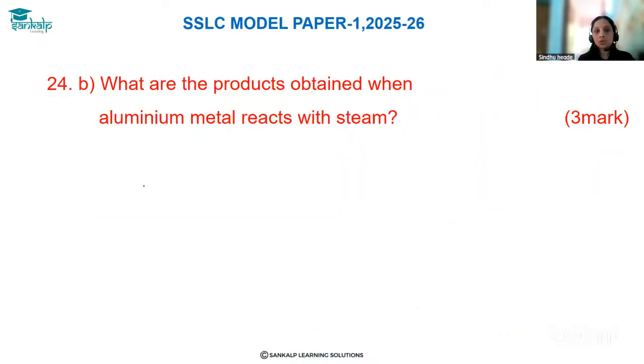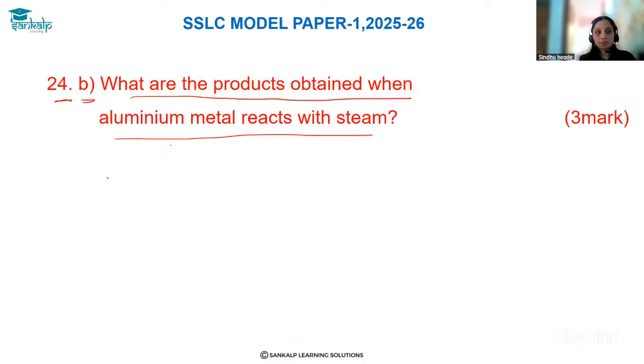Let us see the B question, 24th B. What are the products obtained when aluminium metal reacts with steam? Here you have to write it in equation form, okay? Before writing the answer, you have to remember how the reactants and products are formed.